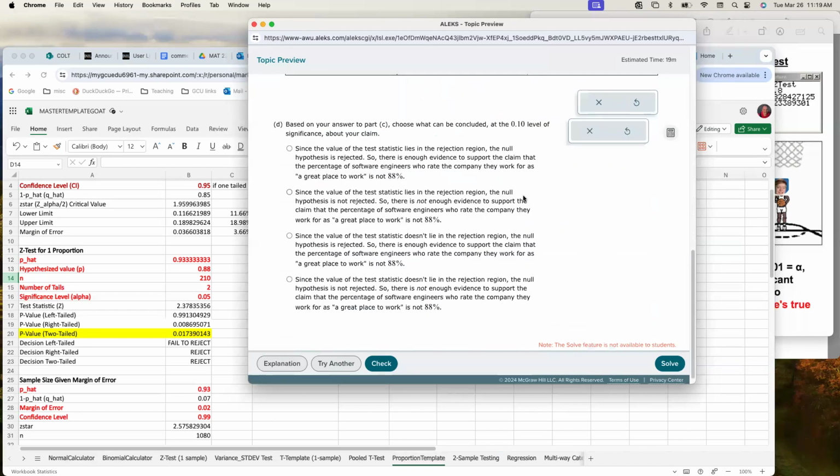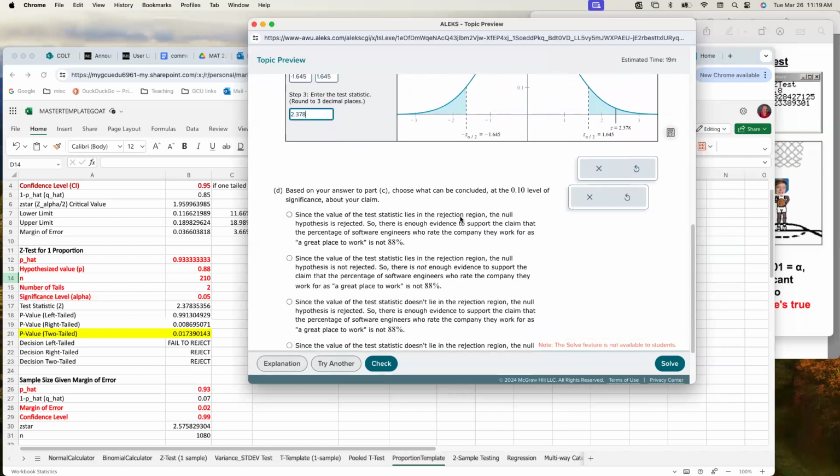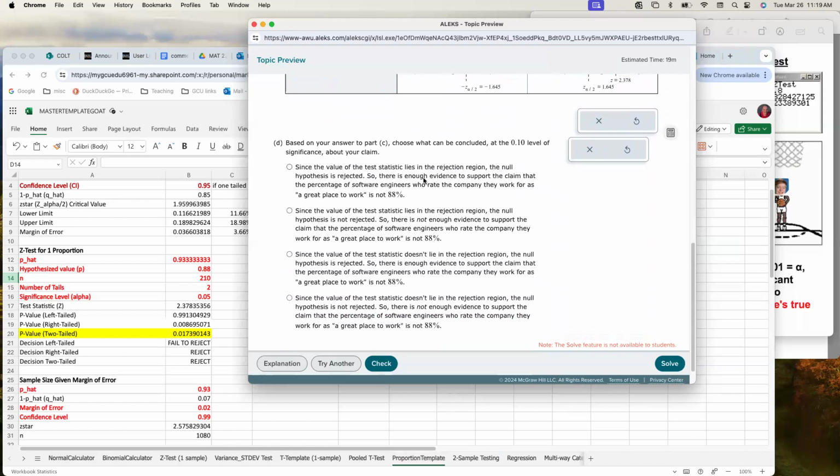Okay, so what we are going to do is reject this. My test statistic lies in the rejection region. Another phrase for that would be rejection region. And therefore there is enough evidence to support the claim that the percentage of software engineers who rate the company they work for as a great place to work is not 88%.